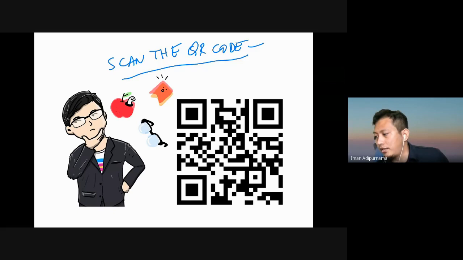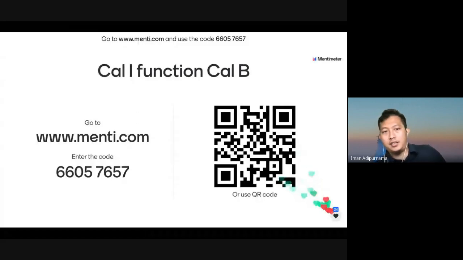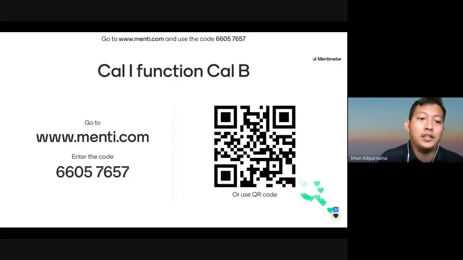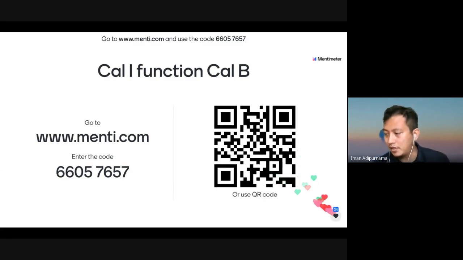Okay, let me use my screen and I will show you again one more time. If you have trouble joining with the QR code, you can go to this website, menti.com, and enter the code, the number you see on the screen. I think around 7, 8 students. So maybe 7 students more. Okay, ready? I think 6 more.